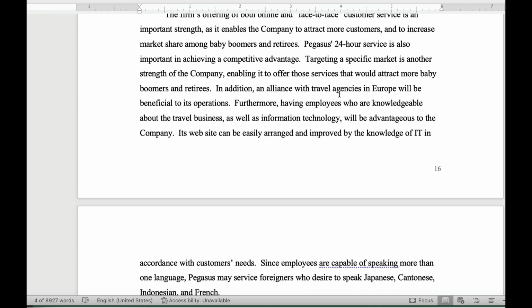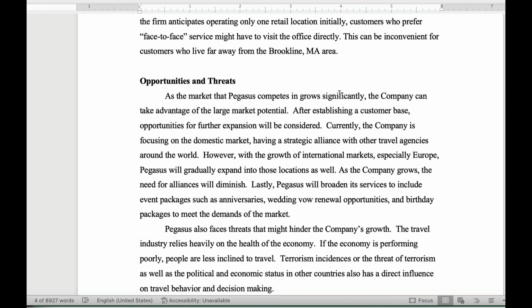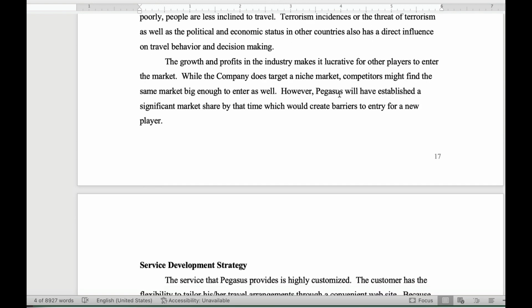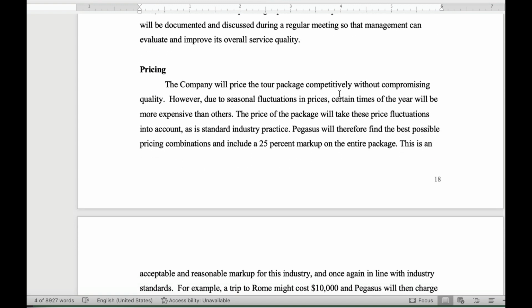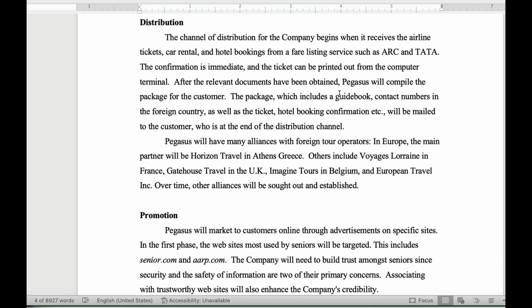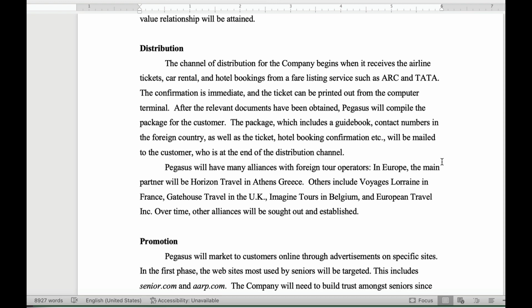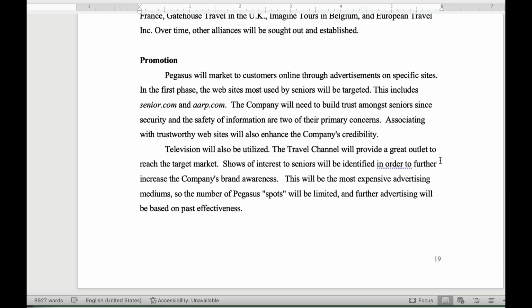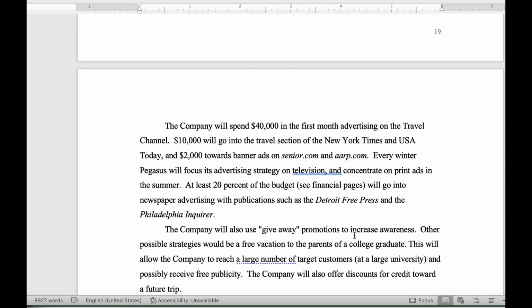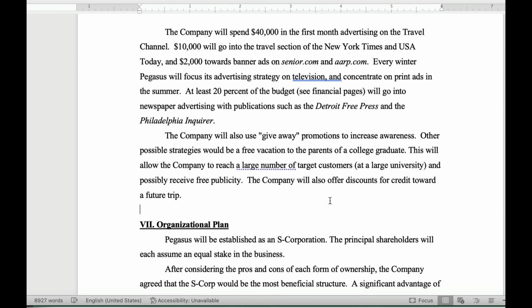Strengths and weaknesses. This is important. Strengths and weaknesses, opportunities and threats. So they did their SWOT analysis. More strategies. A section on pricing, distribution and promotion. Distribution, explaining how their product will get to their customers. And then promotion. How are they going to be marketing their product or their service?